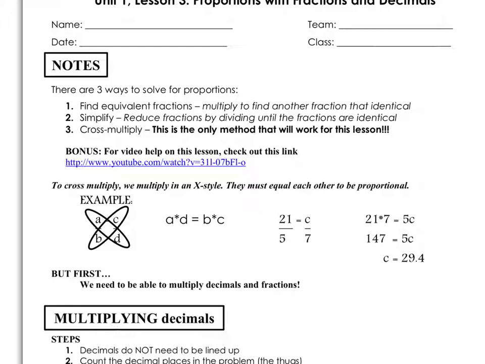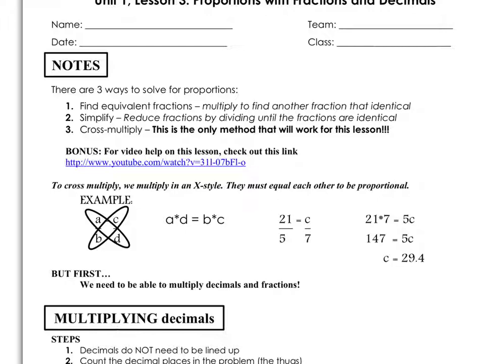Tyler, would you read the bold statement next to cross multiply for us, please? This is the only method that will work for this lesson. All right. If you need some extra help, there's a video there for you to watch to try to understand. You'll have to do that at your own time. We will not watch it right now. Maybe at the end if we have more time.